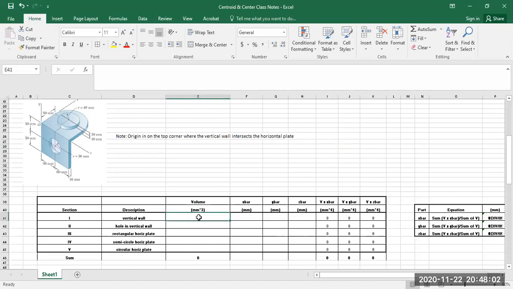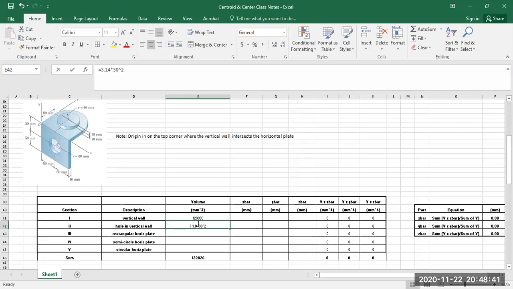So for section 1, what is the volume here? The volume is 100 times 120 times 10 wide. Notice at the top I'm putting in the unit, so I don't have to write the units a bunch of times. What about the hole? The hole is going to be pi r squared, so 3.14 times, and the radius here is 30, so it's 30 squared.